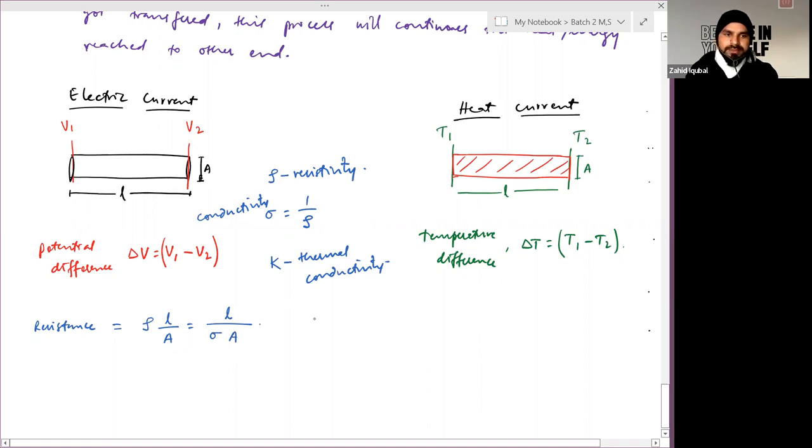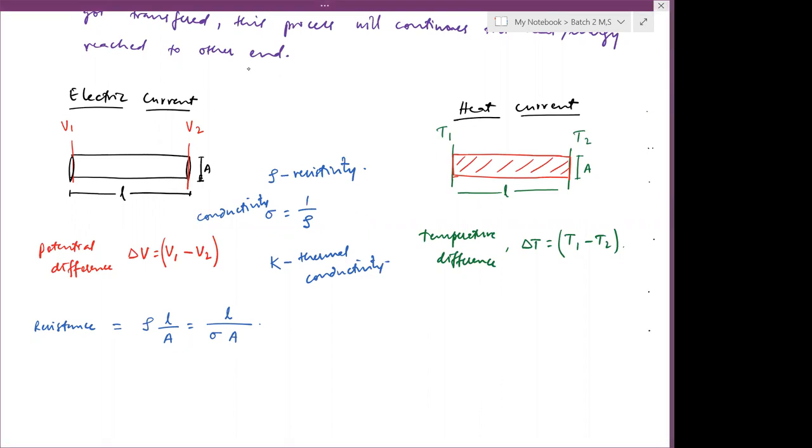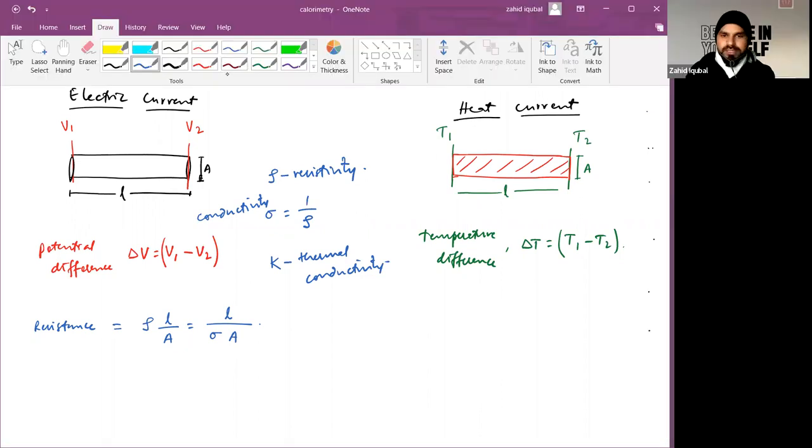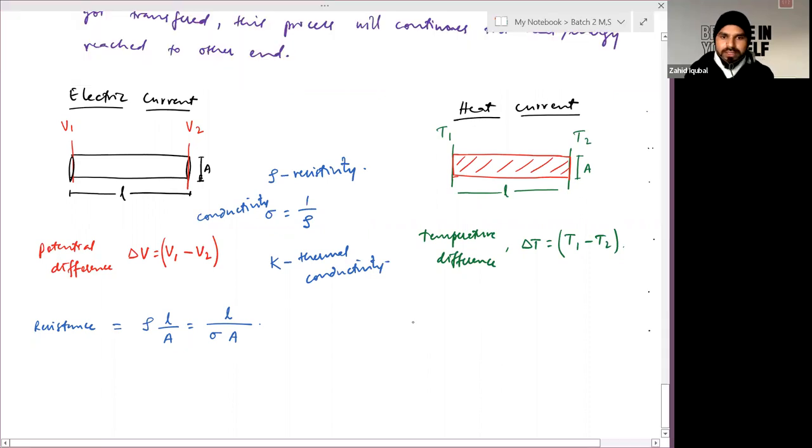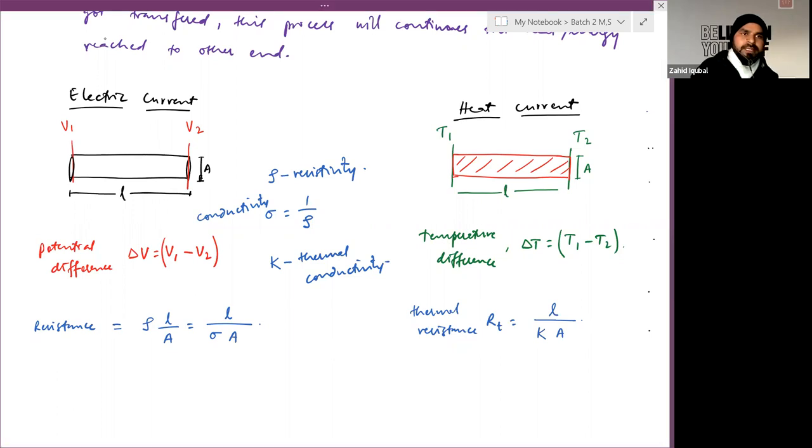So Myra, is it clear? Yes, sir. Now, if you have to calculate resistance offered to the flow of heat current through this particular substance, we may define thermal resistance. So it should be equal to length of conductor divided by conductivity, which is K in terms of thermal, times area of cross section. Are these two substances similar to each other? Okay. Asma, any doubt?